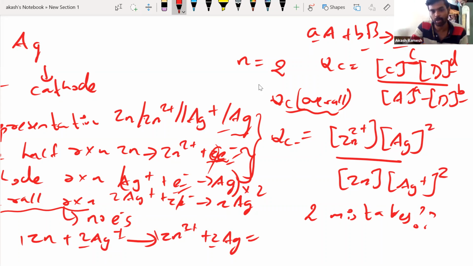One mistake done. One mistake you found out. What is the second mistake? So the clue is, remember what is the state in which zinc and Ag will be present? What is the phase or what is the state in which Ag is present? If I have solid state, then what should I do? In the QC equation, if I have pure solids or pure liquids, what should I do? Should I include them or should I not?